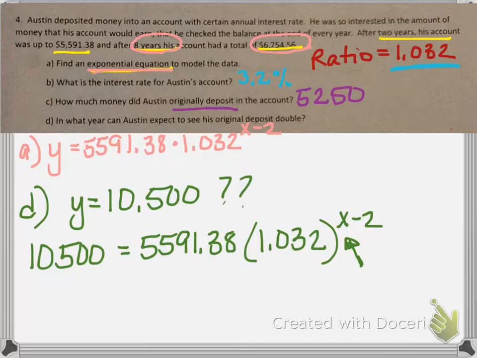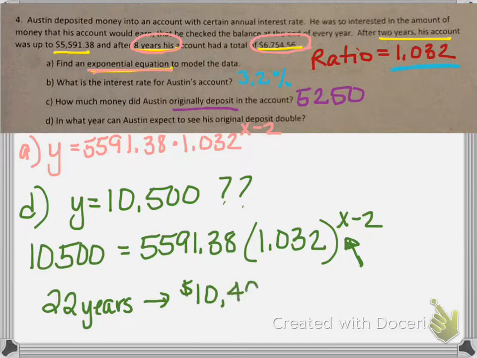So go ahead and do that, scrolling down, and you find out 22 years, Austin's money, he will have $10,498.20. That's pretty close to $10,500. So I would say his money would double a little after 22 years.